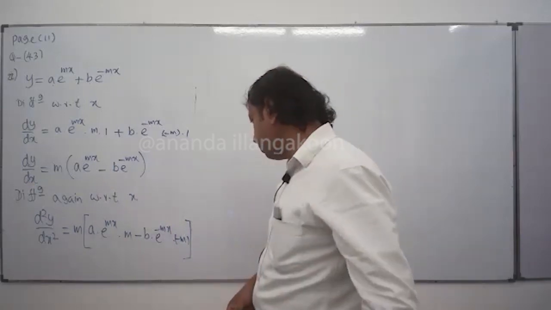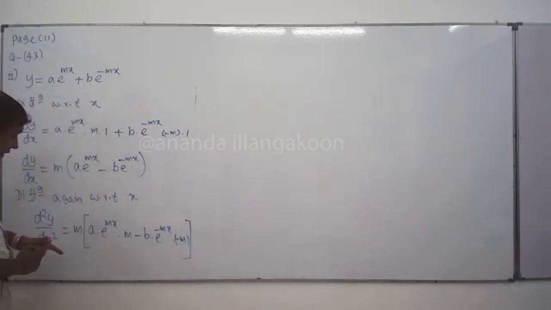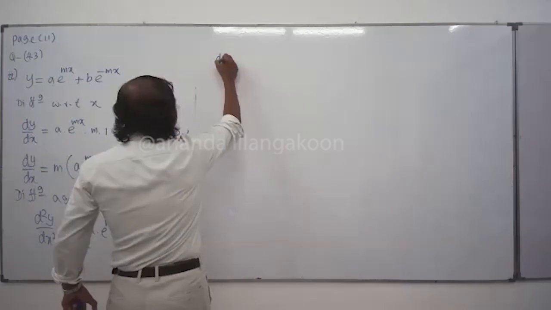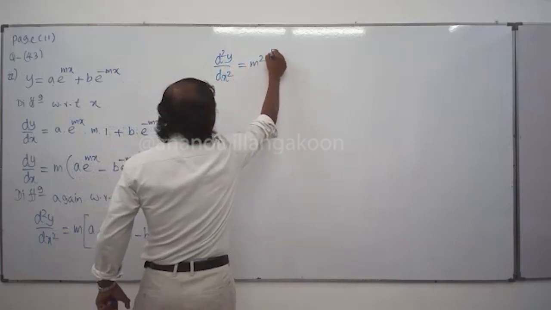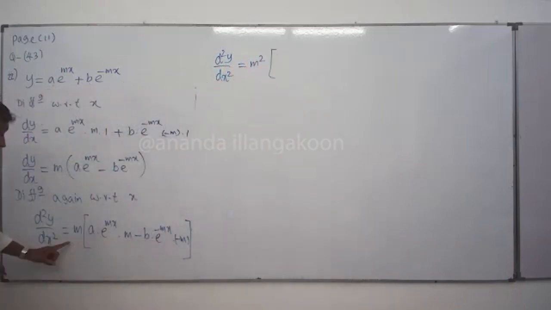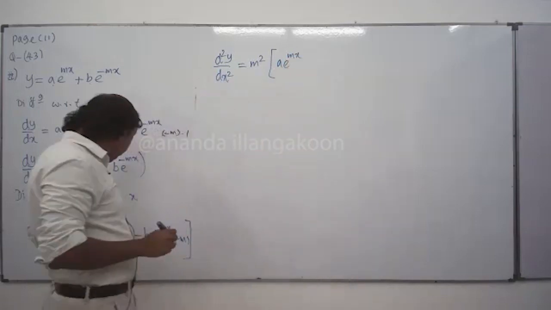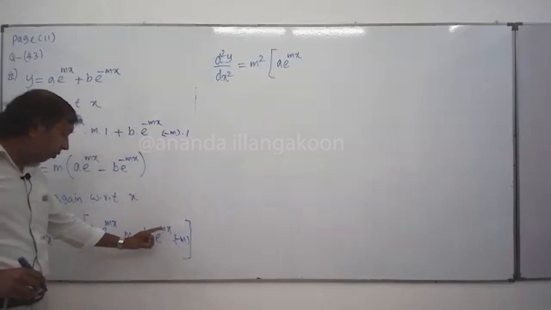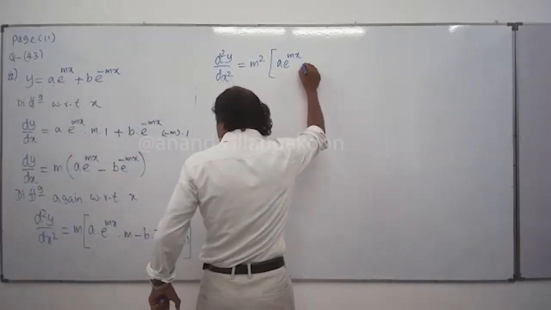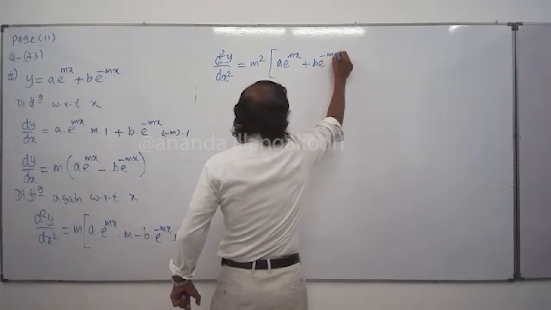Right, now people will simplify this. Another m here and here, we take that m out, then with this m, that is m squared. d2y upon dx2 is equal to, once you take that as common factor out from the bracket, here we have a e to the power mx, and this minus and this minus make plus. We have taken this m out, b e to the power minus mx, minus and minus plus, so plus b e to the power minus mx.